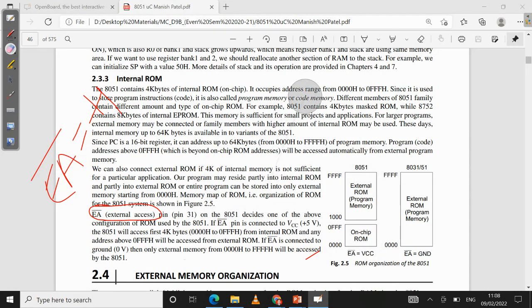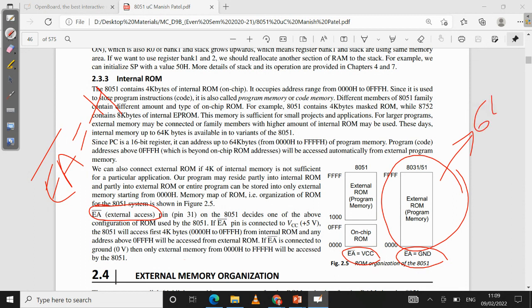So that means, I'm repeating, whenever EA bar is connected to VCC या फिर positive, in that case you can access your on chip ROM of 4K as well as external ROM of 60K. लेकिन मैं चाहता हूं कि मुझे पूरा का पूरा external ROM use करना है. Okay, in that case if you are keeping your EA bar equal to 0 या फिर EA bar equal to ground, then you can access external ROM of, tell me the size. 64K. Yes, 64K. See the starting address, see the ending address.